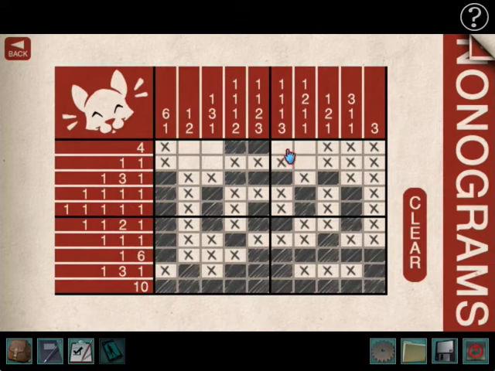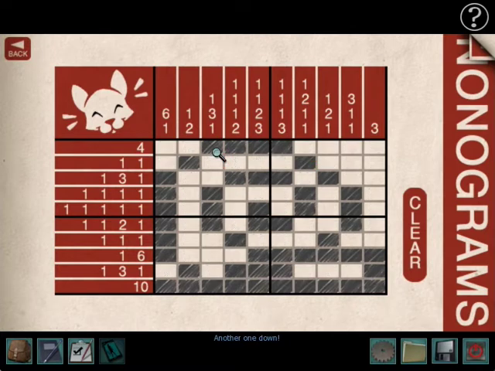1, 1, 1, 3. I can put that there, which means that that's out. I can put that there, which means that this has to be there. And finally, this has to be here. Another one down. There we go. Okay, I was completely doing that the wrong way last time.